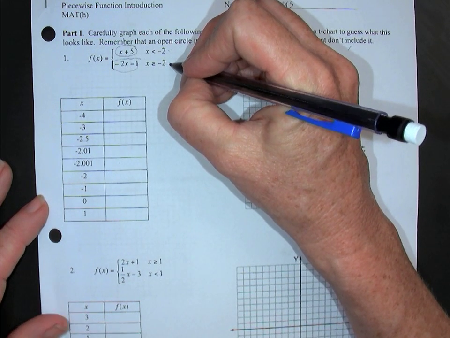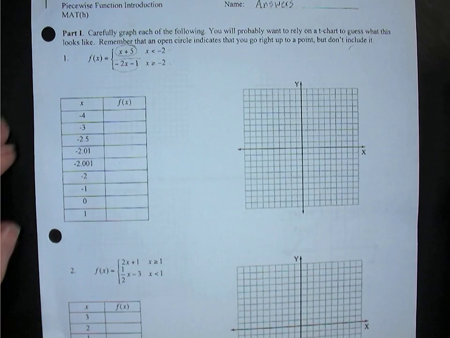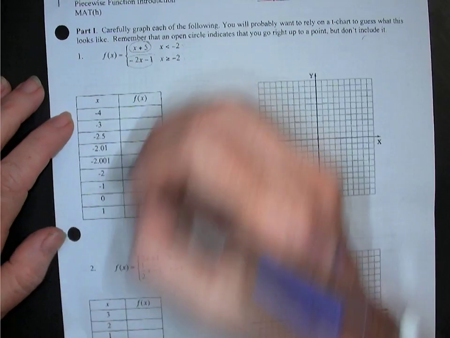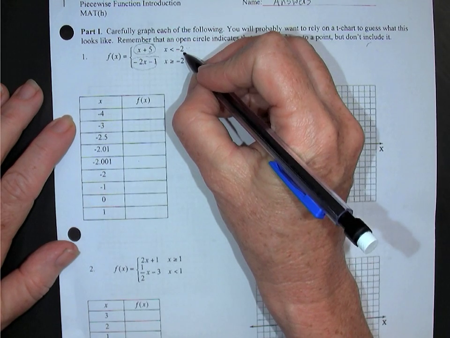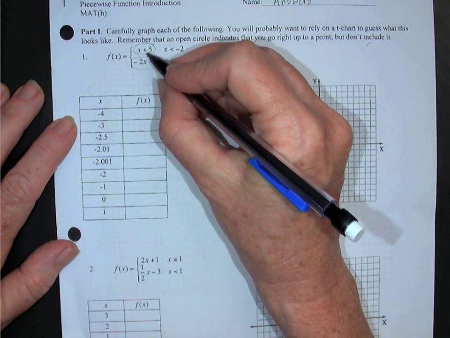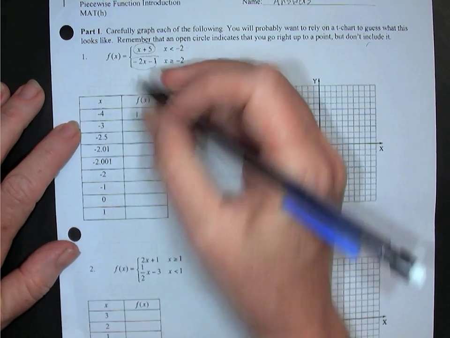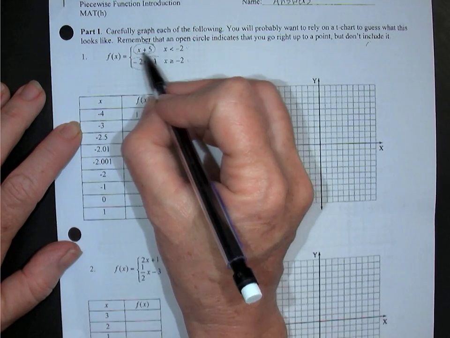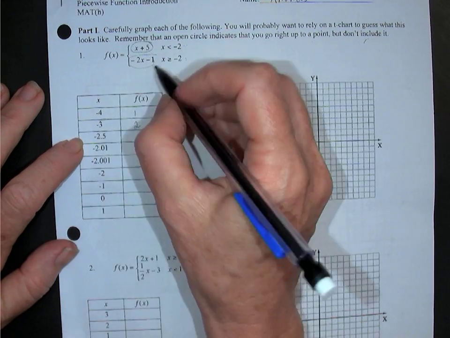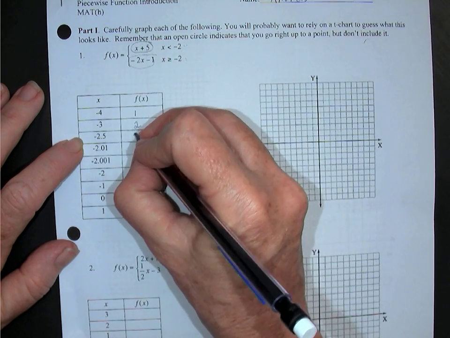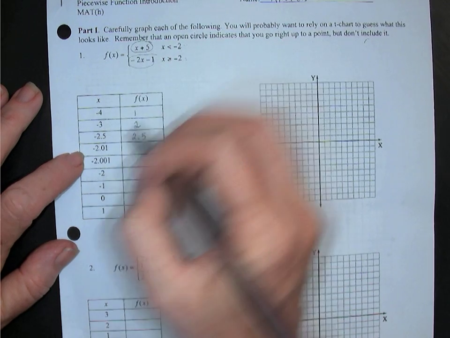So whenever I don't know what a function is going to look like, I do a t-chart. So let's see what happens. If x is -4, notice that's a number less than -2, so I'm going to use this rule. -4 plus 5 is 1. If I plug in a -3, again I'm using the top rule, that's going to give me a 2. If I plug in -2.5, again the top rule, 2.5.